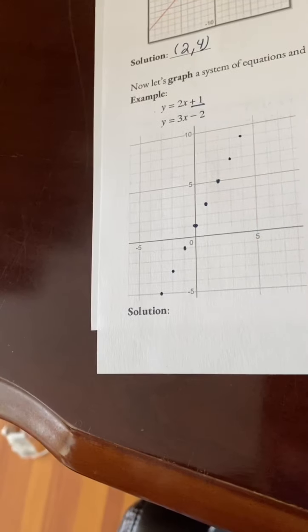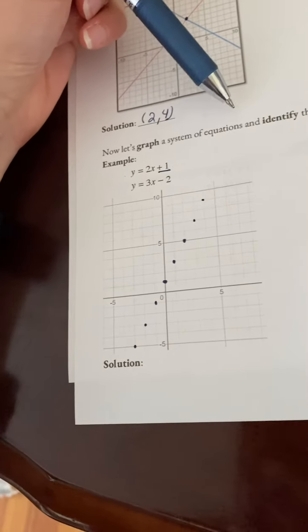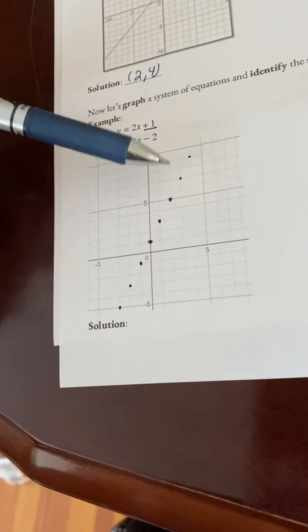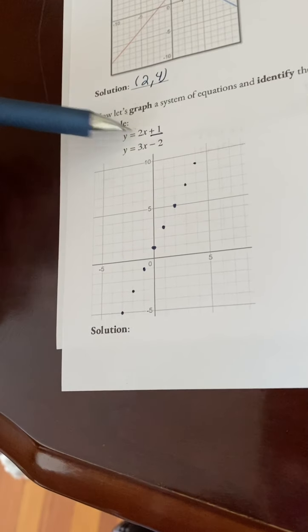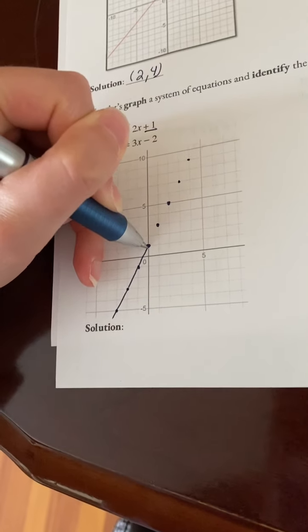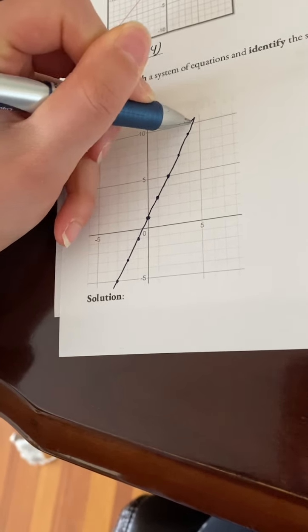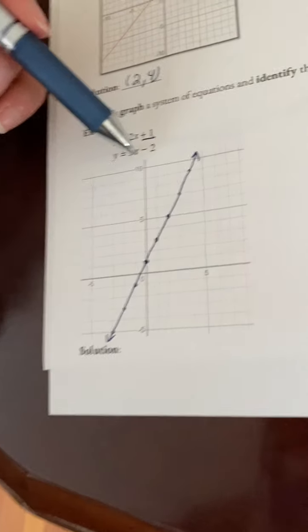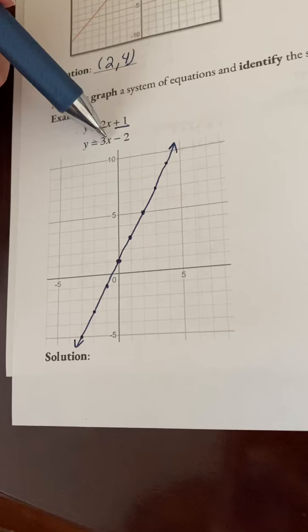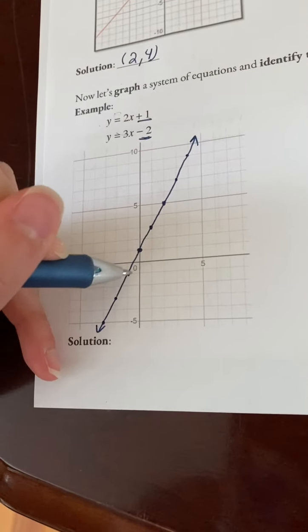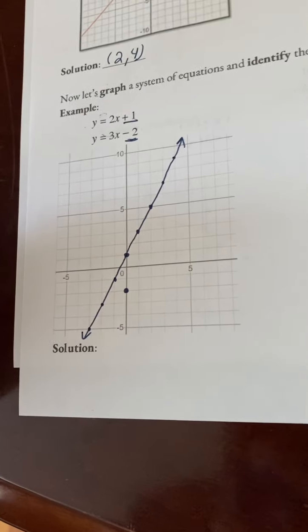Since we are back to equations, no longer looking at inequalities, I know that this is going to be a solid line, because it has my equal sign. So I'm connecting this, and now I need to graph my second equation. My second equation is y equals 3x minus 2. So I know that my y-intercept is -2. So I'm going to mark that on my graph.